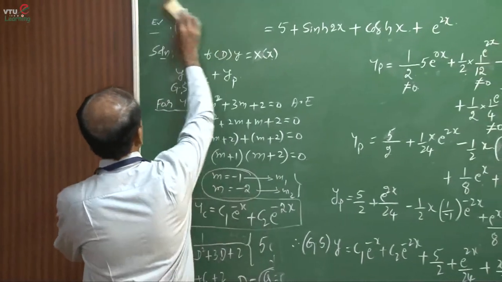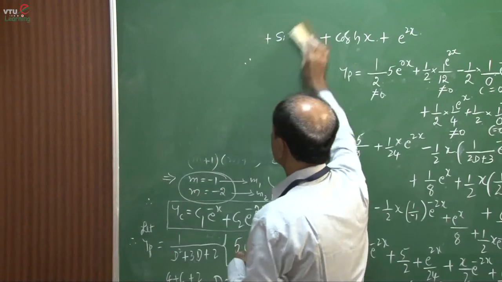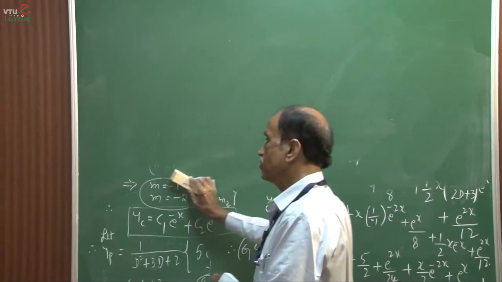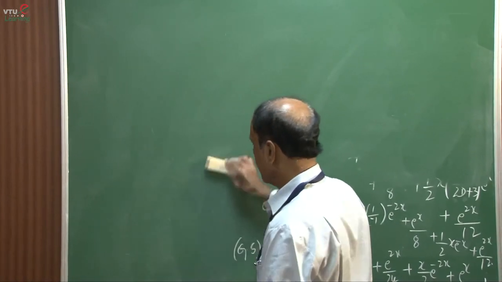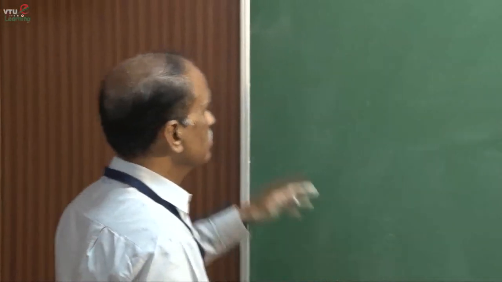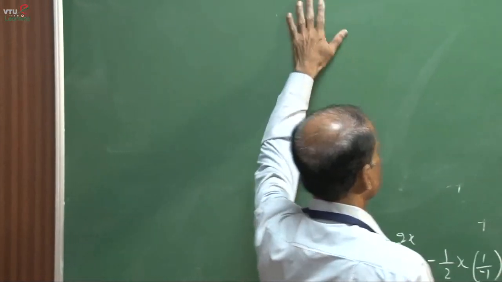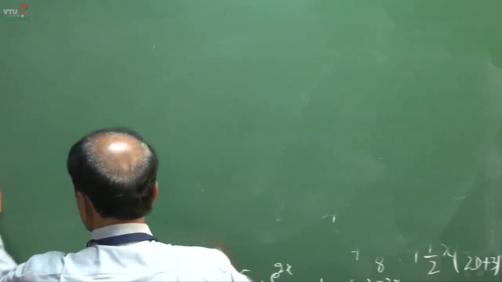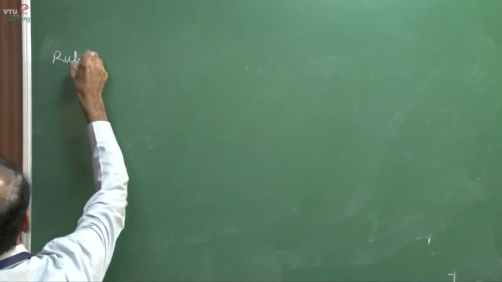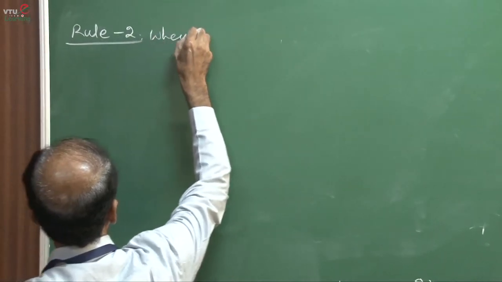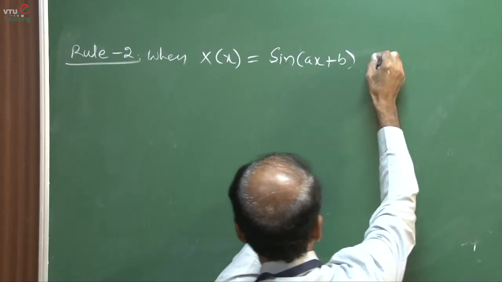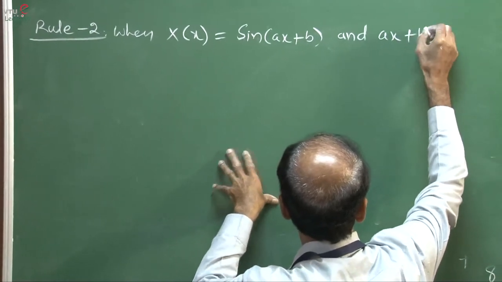Now, the problem is the non-homogeneous differential equation. Once again, it is under our assumption. And then we have to talk about the general solution, which is a linear combination of complementary function and particular integral. How this linear combination of complementary function plus particular integral is going to work, that we have to verify by taking this cos ax plus b and sin ax plus b. Then let us see how that particular integral behaves. Okay, now I will write this as rule 2 when X of x is equal to sin ax plus b and cos ax plus b, right?